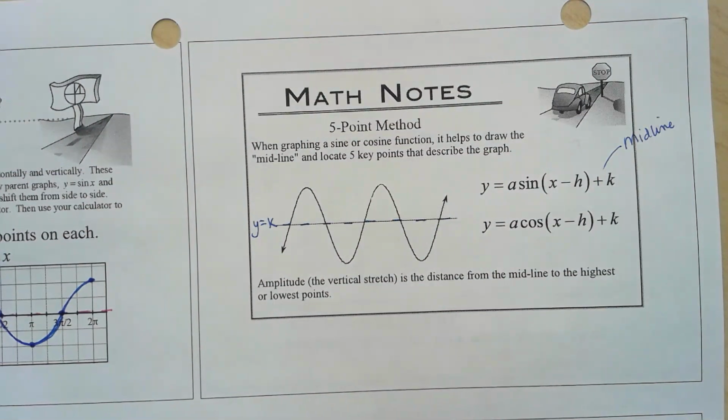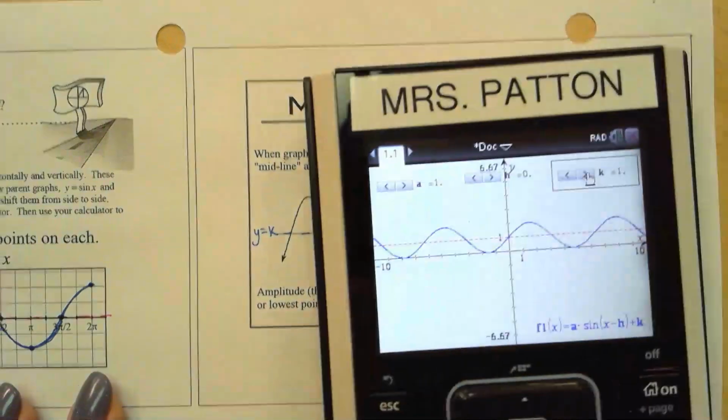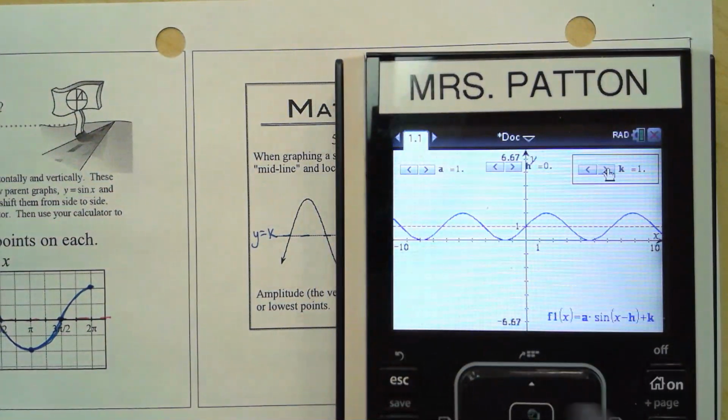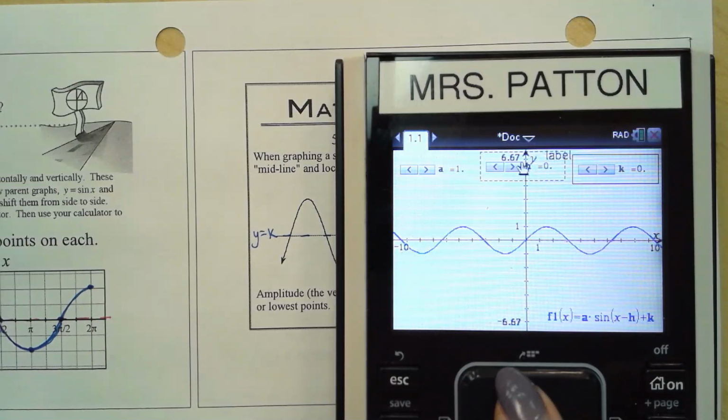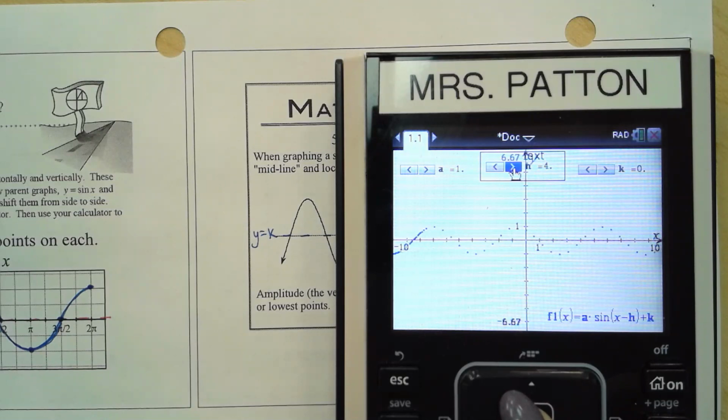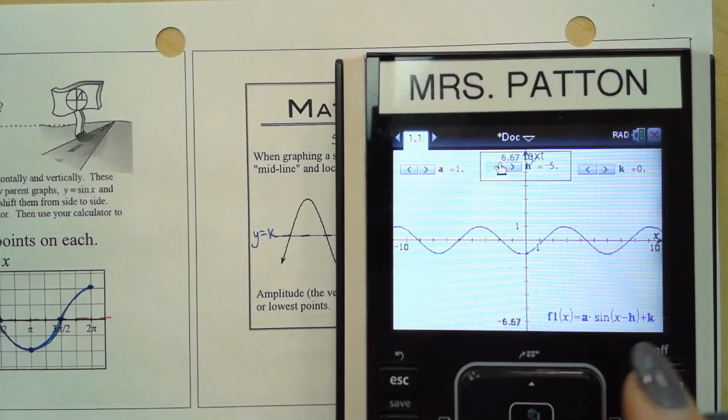Okay. All right, I'm going to grab my calculator back. So K is going to go back to 0, and let's look at H. So I want to make H bigger. And what's happening to the graph? It's just sliding to the right. And now it's just sliding to the left. Right? So that's not new for us.